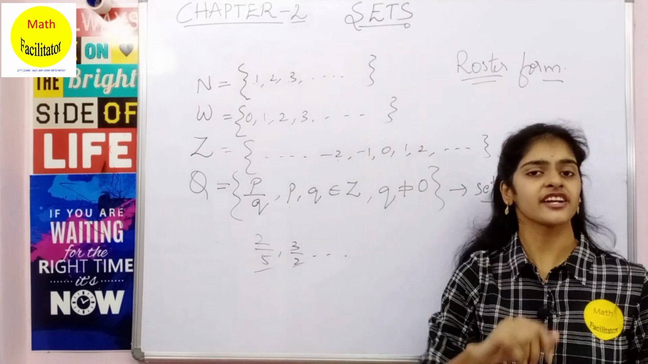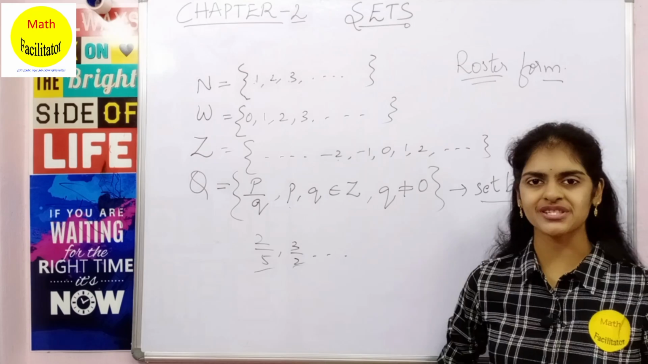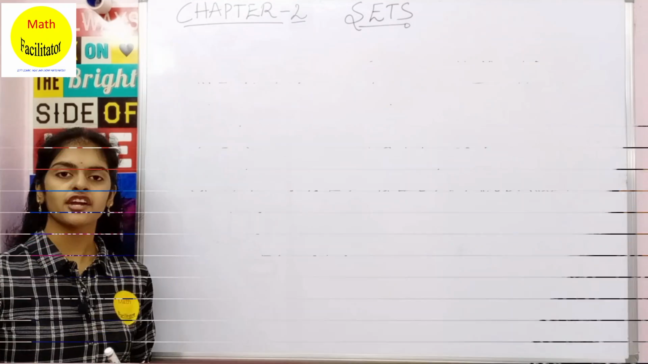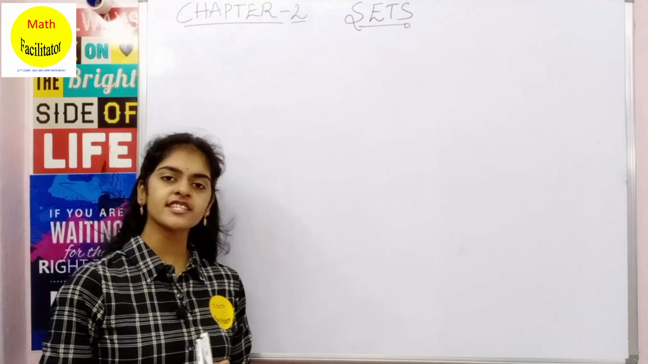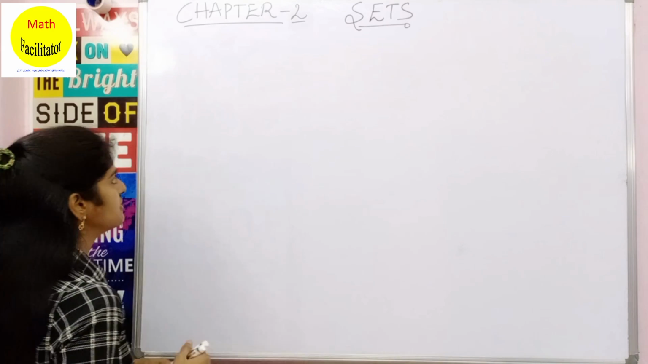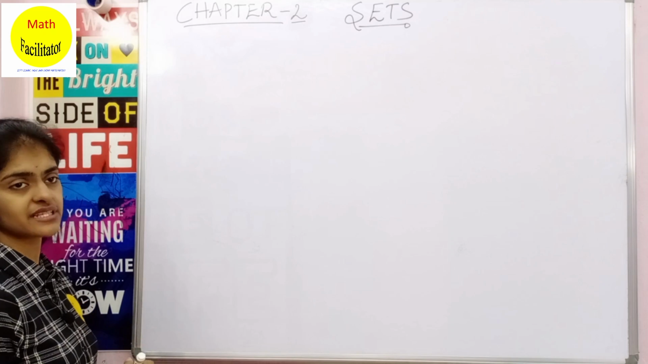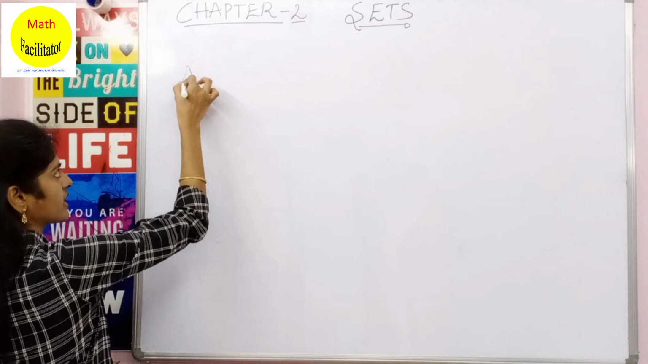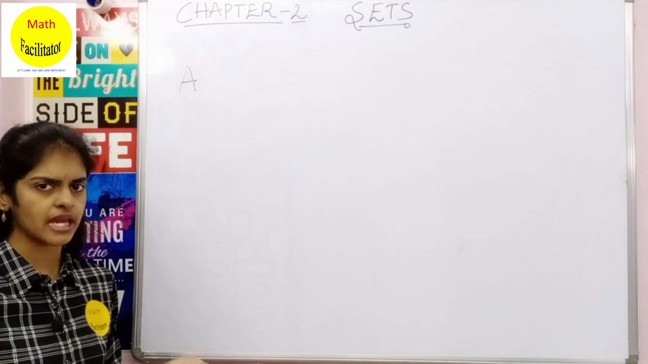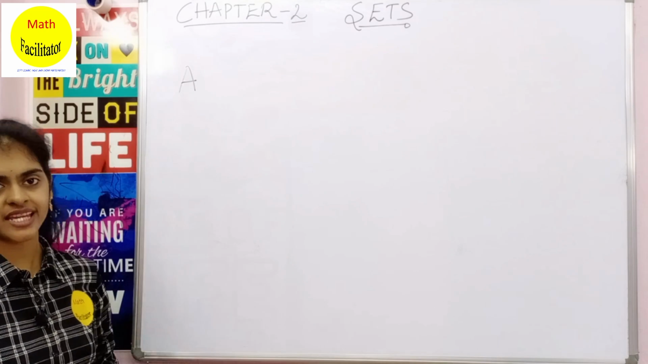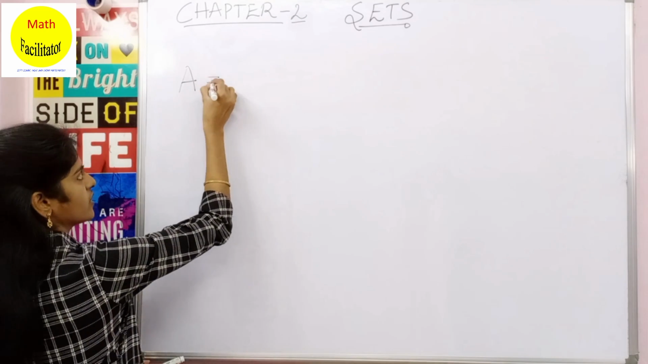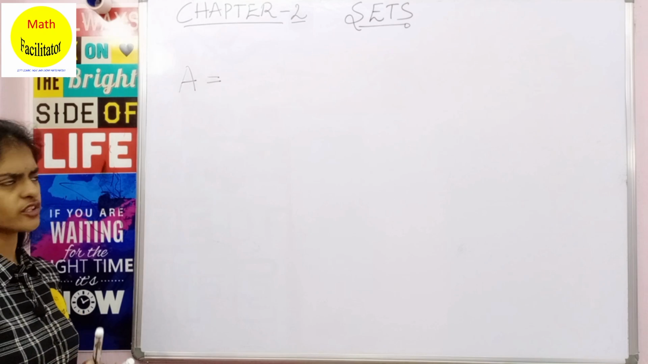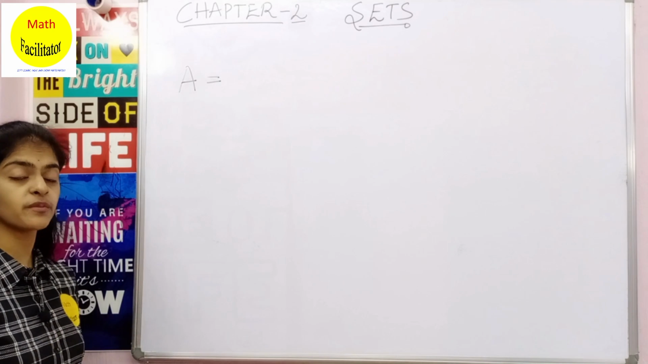Clear? So let us try to understand roster and set builder form using a few more examples. Now if I want to build a set which consists of all the vowels of the English alphabet, how do I build it? Firstly, you should know that sets are represented by capital letters. So capital A, capital B, C, M, N. They are represented by capital letters. So you will write capital letter A is equal to, you can take any letter, but it should be a capital letter.